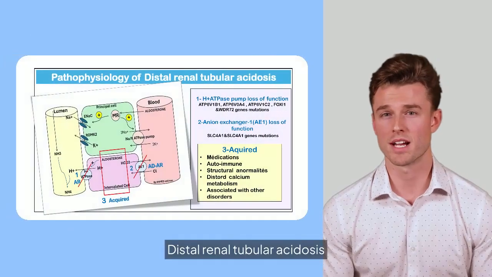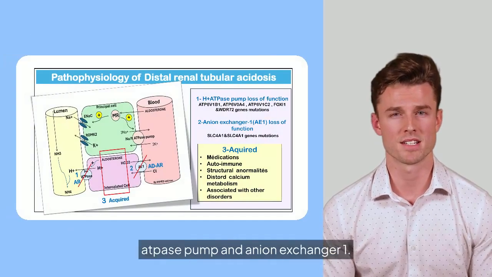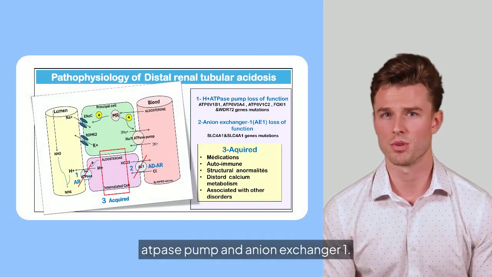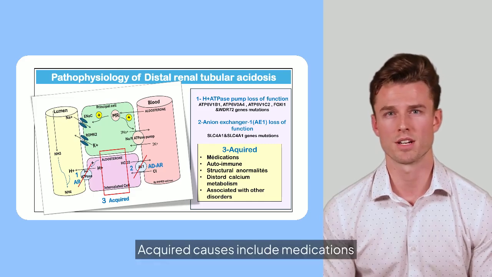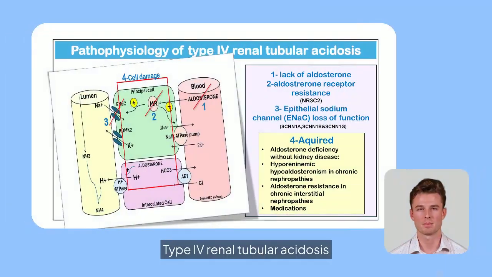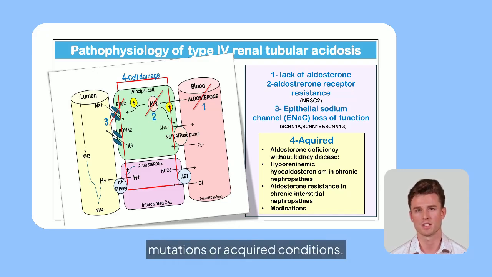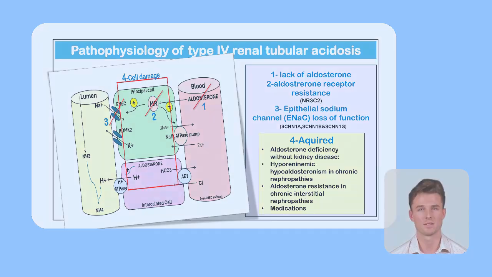Distal renal tubular acidosis is characterized by loss of function in the H+ ATPase pump and anion exchanger 1, AE1. Acquired causes include medications and autoimmune disorders. Type IV renal tubular acidosis involves aldosterone deficiency or resistance, affecting the epithelial sodium channel, ENaC. This can result from genetic mutations or acquired conditions.